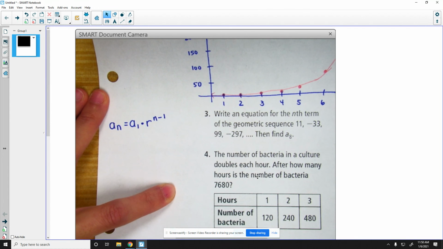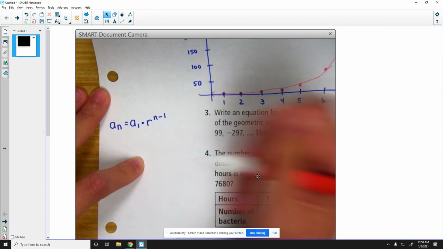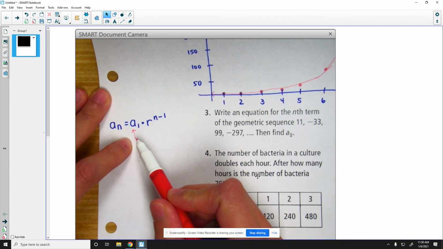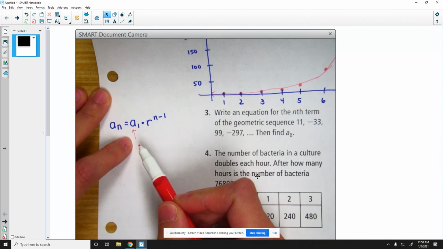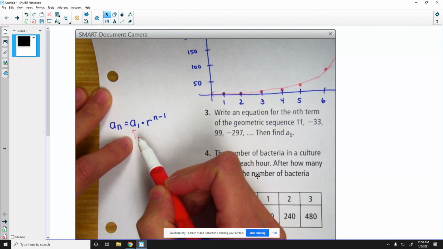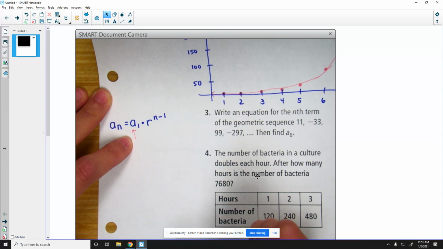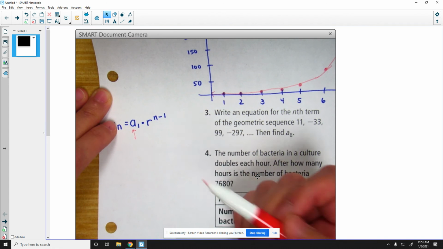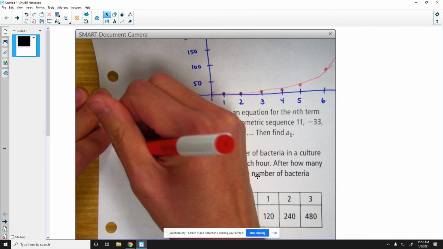So you will learn this through your video notes. Let's go over what each thing is. So, blast from the past. A1. Someone online, can you unmute yourself if you remember? What does A1 stand for? Anyone online remember what A1 stands for? Okay, in-person kids, do you know what A1 stands for? The first term.